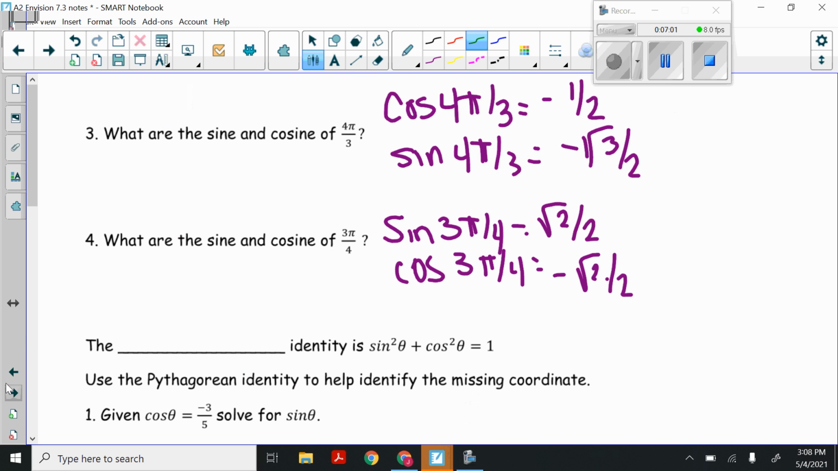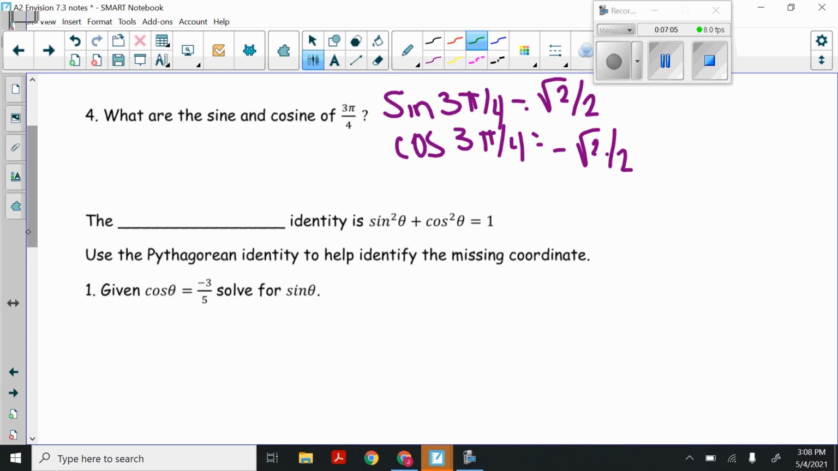All right, so now we're going to go back to the second page. We're going to talk about some identities. So the very first one, the Pythagorean identity. The Pythagorean identity is sine squared theta plus cosine squared theta equals 1. So we're going to use the Pythagorean identity to help identify the missing coordinate. If we are given that the cosine of theta is equal to negative 3/5, we want to solve that for the sine of theta.